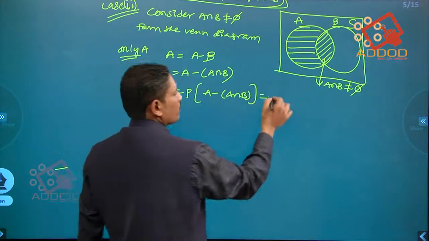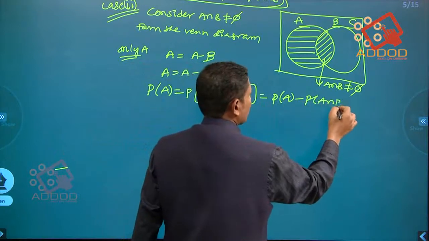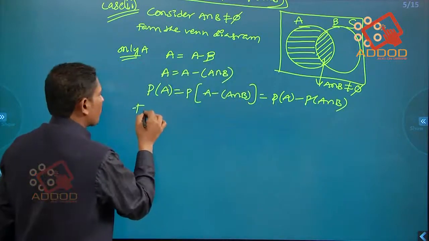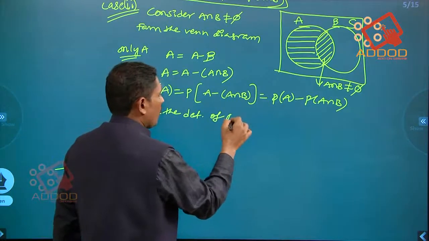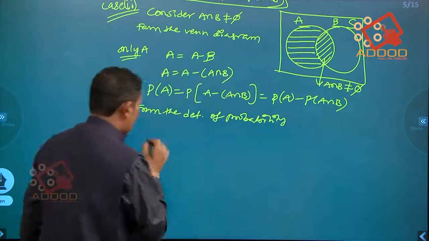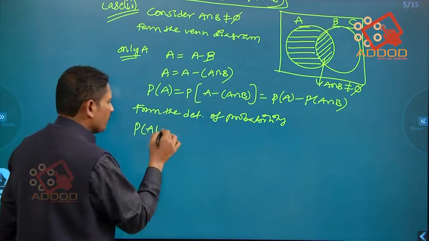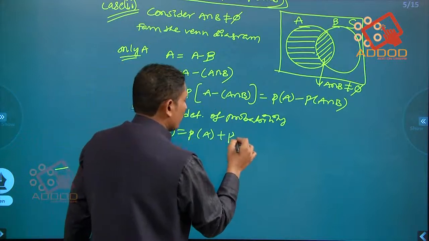Apply probability for both events: P of A minus P of A intersection B. From the definition of probability, as we have already discussed, P of A union B can be written as P of A plus P of B.